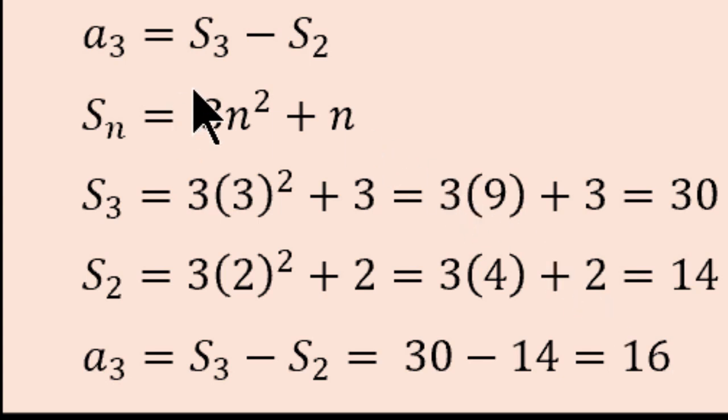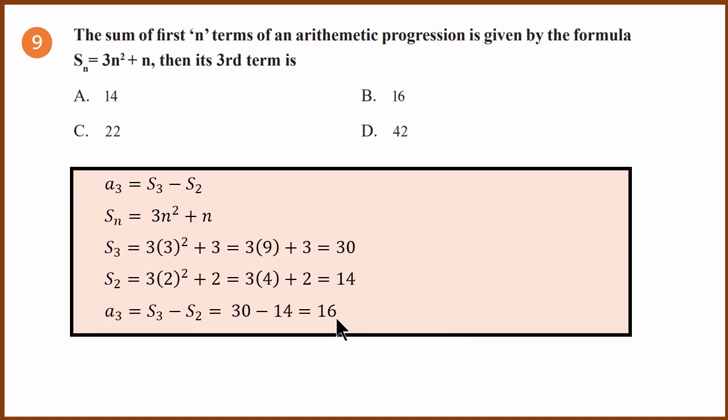ಇದರಲ್ಲಿ ಏನು ಟ್ರಿಕ್ ಅಂದರೆ, you should realize that the third term is the difference between sum of 3 terms and sum of 2 terms. That is the main trick. ಅದು ಗೊತ್ತಾಗ್ಬಿಟ್ರೆ ನಿಮಗೆ ಚಕ್ ಅಂತ you can say that answer is 16. So the answer in this case is 16.